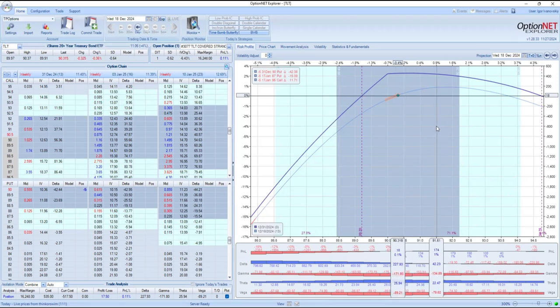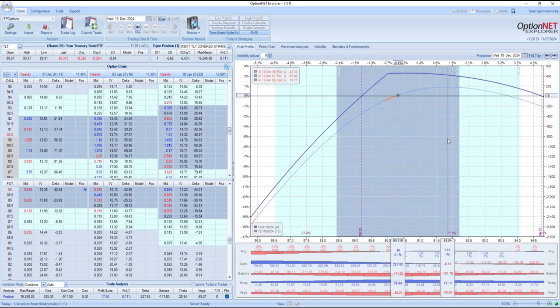But at the same time, as we know, since rates and the price of TLT have an inverse relationship, as rates come down, the price of TLT has to go up. It's not a matter of opinion or whether you think it's going to happen. They're moving in opposite directions. If rates come down, if yields go down, the price of TLT should go up, right? So we have a potential for capital appreciation here with short calls.